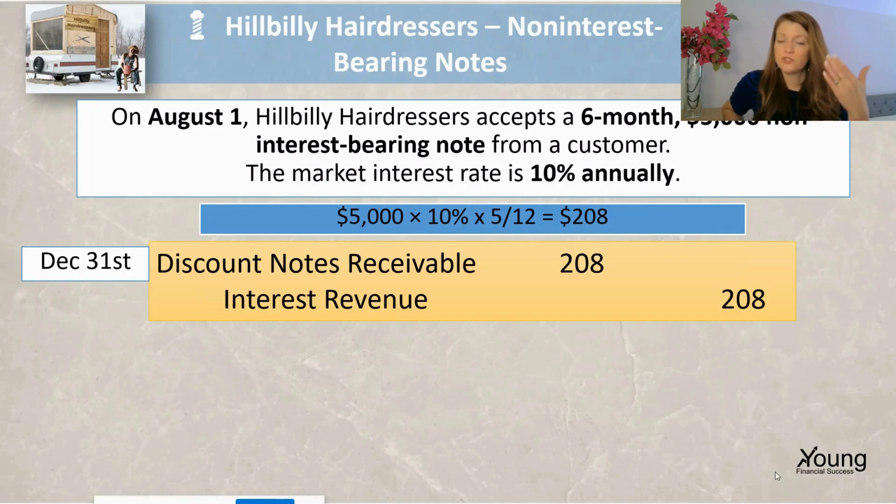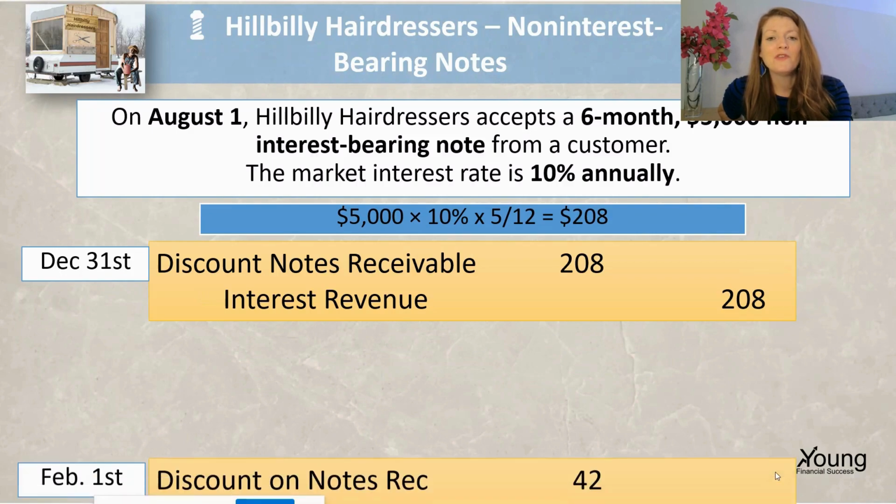So in other words, just like we did with the other entry where we saw that with accrual accounting, we have to go ahead and record our interest revenue, they're doing the same thing here. They're taking 5 out of 12 months. So it's the same idea. They just are taking 5/6 of the discount.